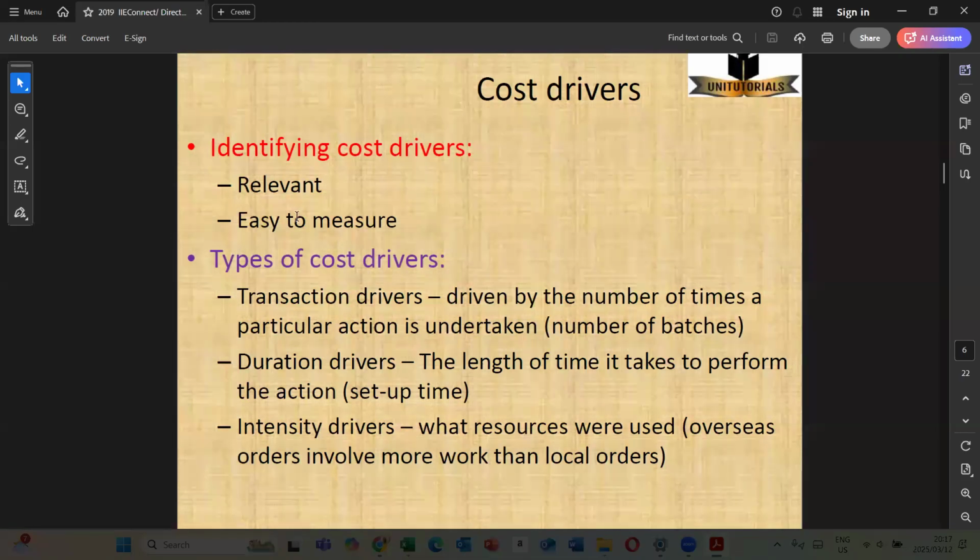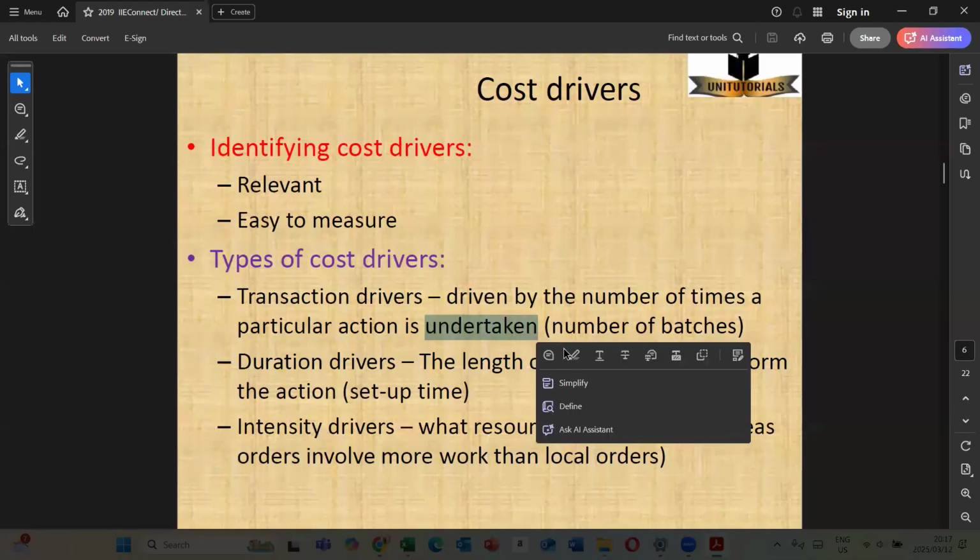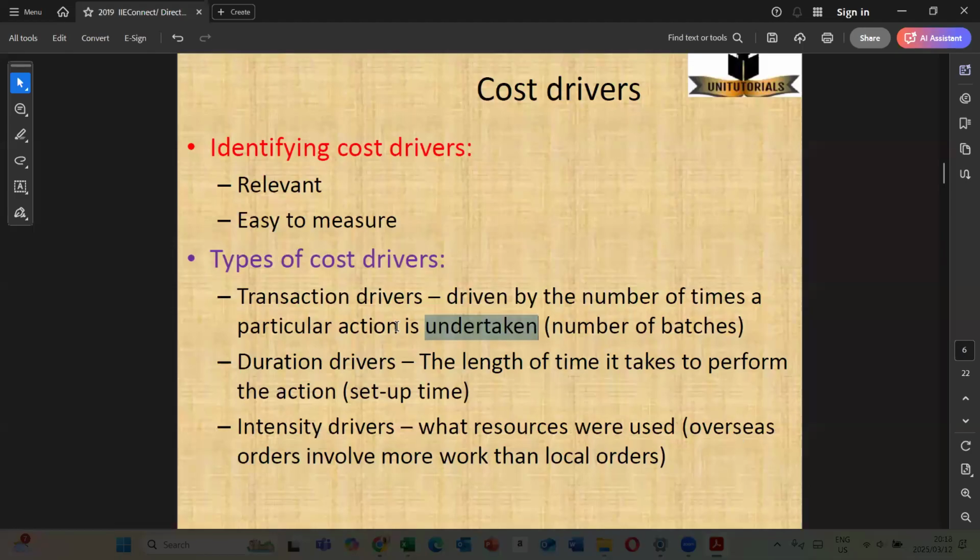We have types of cost drivers. We have transaction drivers. These are driven by the number of times a particular action is undertaken. So we have these ones that we call transaction drivers. For example, purchasing, the cost associated with purchasing of items. We can agree now, this is a transaction driver. Purchasing is a transaction. Now, what will be the driver? We can agree now purchasing could be driven by the number of purchase orders placed. That will be the driver that we can have there.